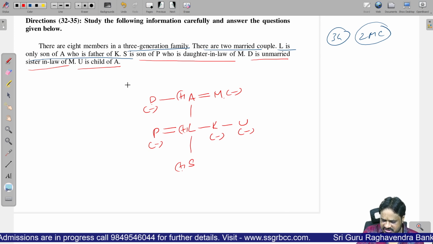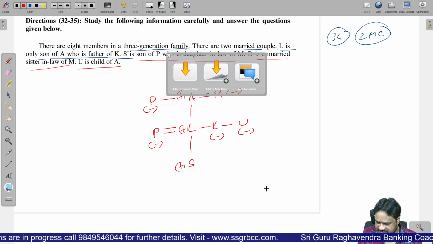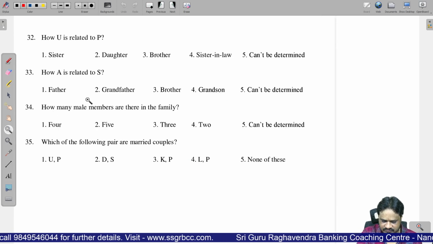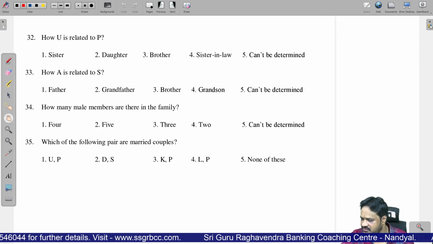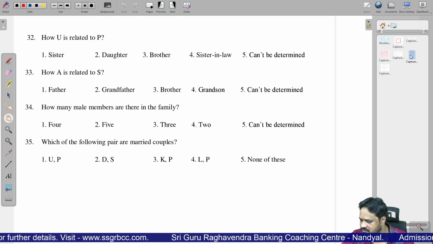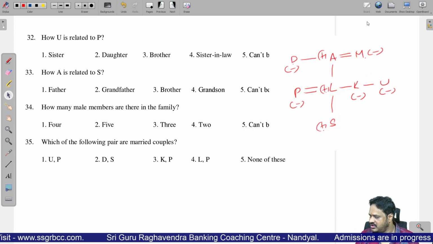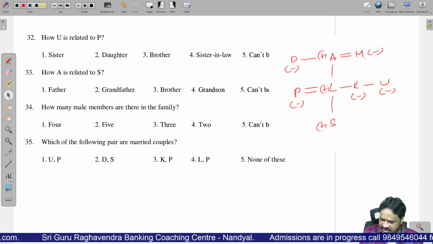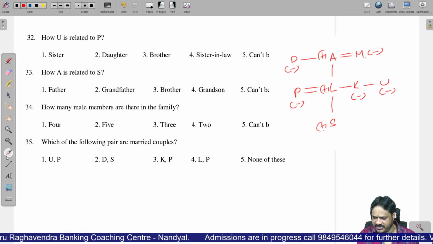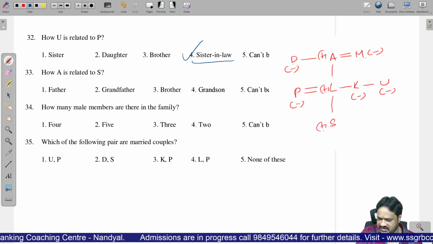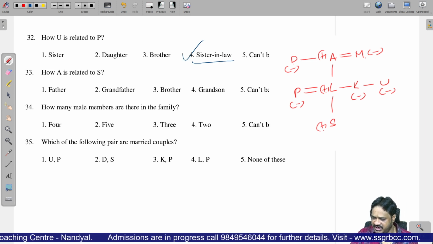Now let us answer the questions. First one, how is U related to P? U is the sister-in-law of P. So definitely U is the sister-in-law. Then how is A related to S?